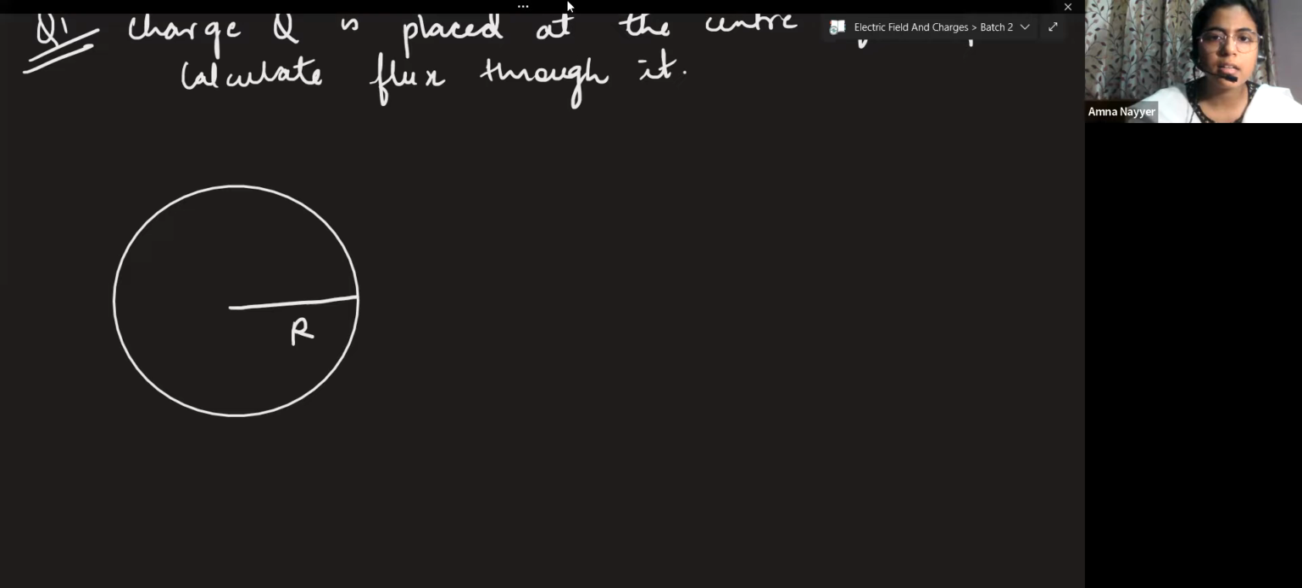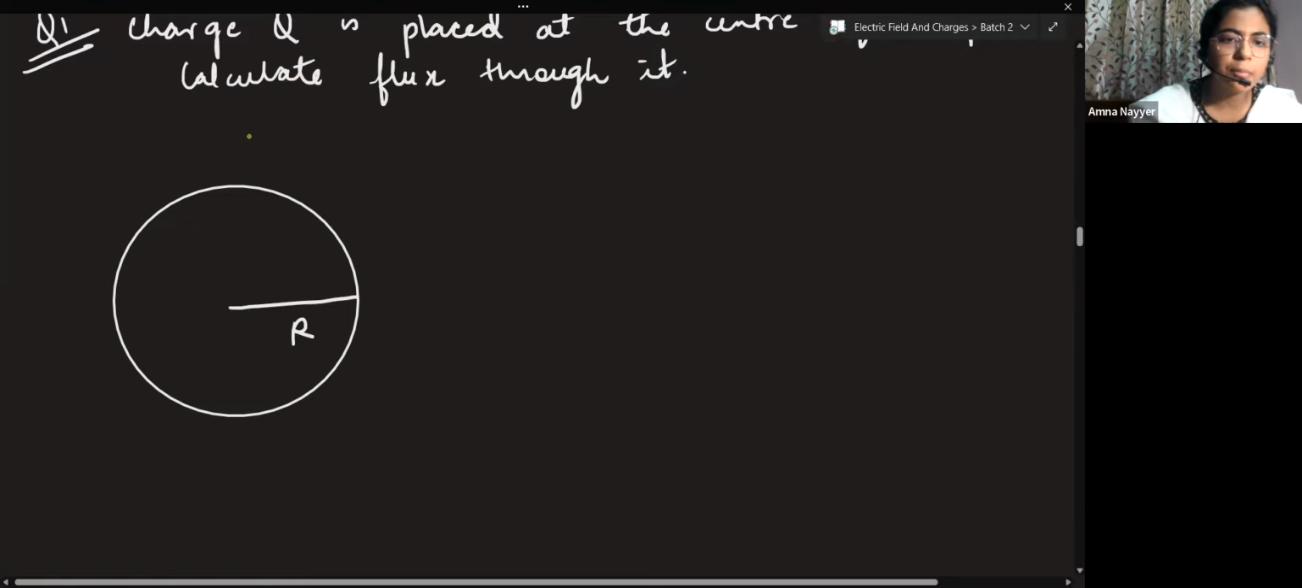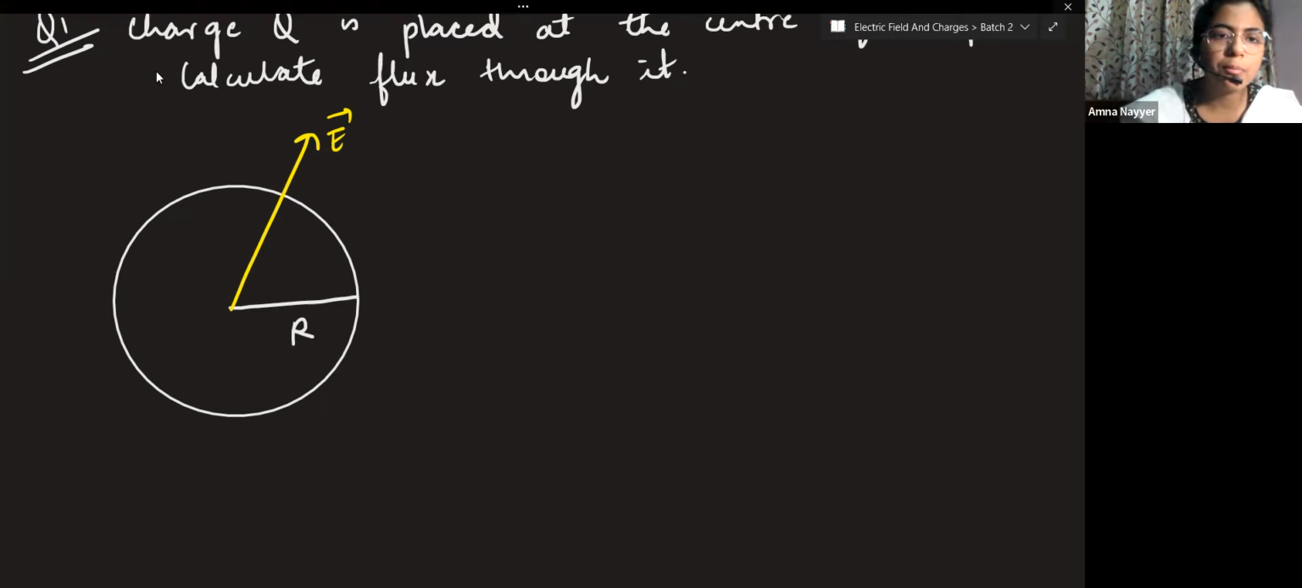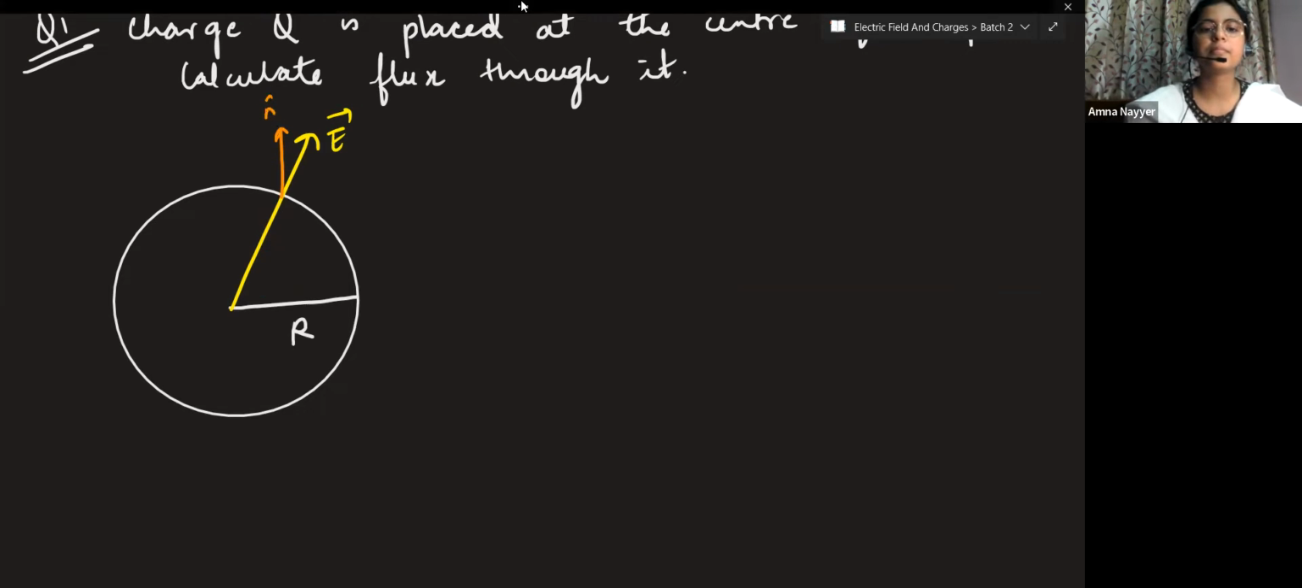So see, you have to take the perpendicular to it. Let's say electric field is this. This is the electric field. So what do we have to do? We have to take the area vector first. How do we take the area vector? We drop a perpendicular to the surface. So if we drop a perpendicular to the surface, this will be n cap.